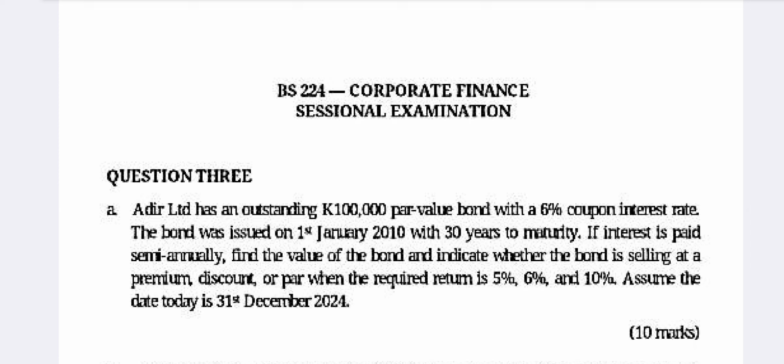With this particular one that we are setting out for your question bank, the question says: Ardea Limited has an outstanding 100,000 kwacha par value bond with a 6% coupon interest rate. The bond was issued on 1st January 2010 with 30 years to maturity. If interest is paid semi-annually, find the value of the bond and indicate whether the bond is selling at premium, discount, or par when the required return is 5%, 6%, 10%, and 10%. Assume the date today is 31st December 2024.